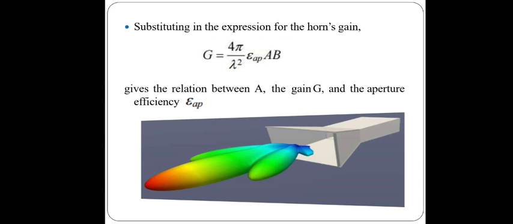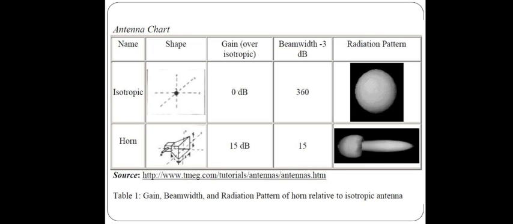So therefore, the relation between the horn aperture of the H sectorial and the gain of the antenna system depends on the relating equation like this, and the aperture efficiency epsilon AP is also there. Now the isotropic antenna and the horn antenna are shown. Just to observe that the shape is like this: the isotropic antenna gives radiation in 360 degrees.